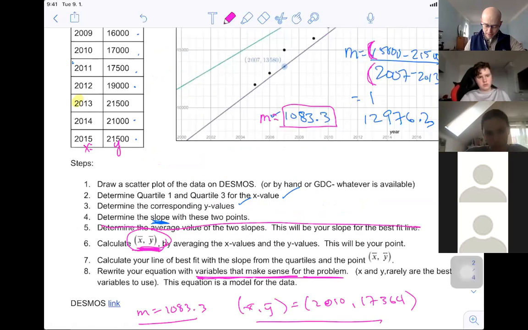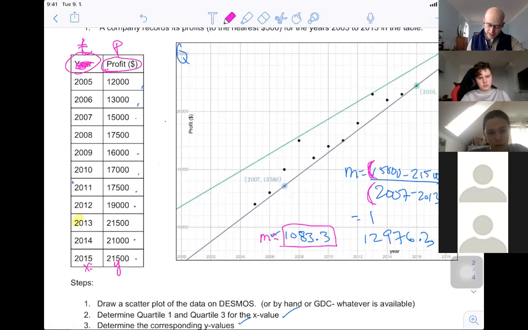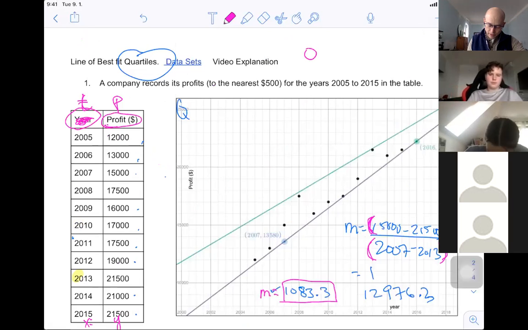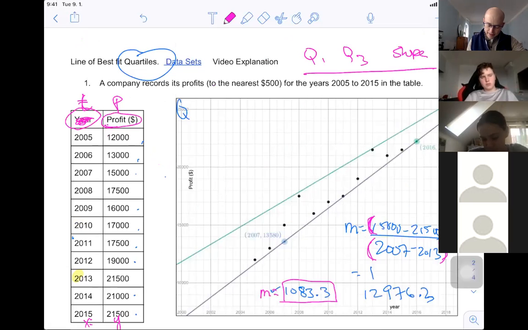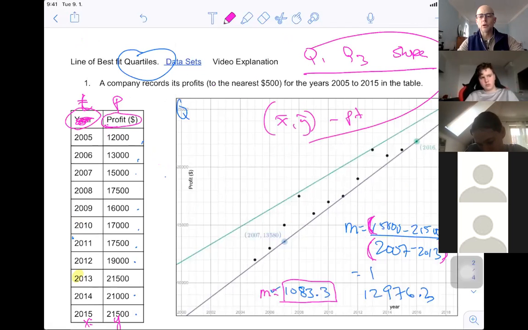So this method uses the idea of quartile 1 and quartile 3 to get the slope. And then it does x bar, y bar to get the point you need. Any questions?